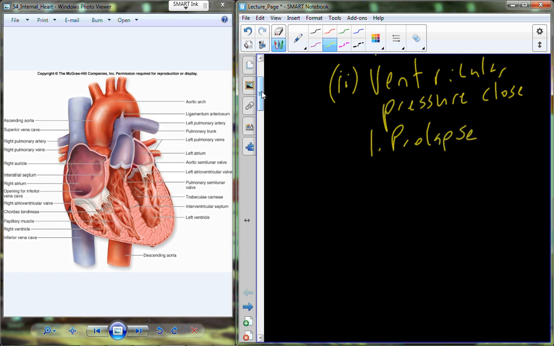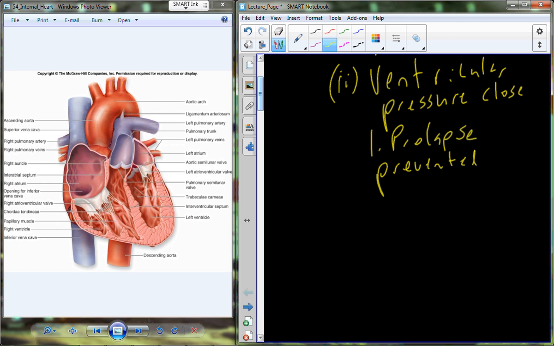So this is an unusual closing of the valve, back into the atrium. But this is actually normally prevented. So prolapse is going to be prevented. And when the valve snaps back, it's going to snap back to its original closed position, and blood's not going to squirt back or leak back into the atrium.